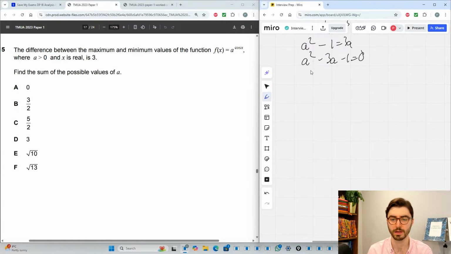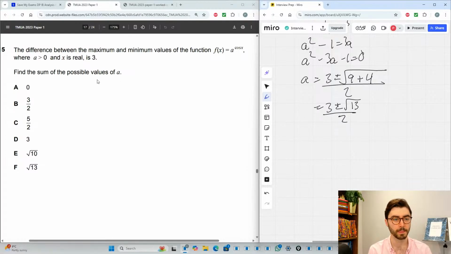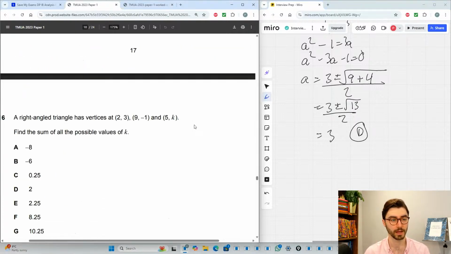From this point, I can just complete the square or solve the quadratic. Minus b plus or minus square root b squared minus 4ac, because that's minus 1, I flip the sign, all over 2, so that would be 3 plus or minus root 13 over 2. The sum of the possible values, therefore, the root 13 over 2's would cancel, and it would be 3 over 2 plus 3 over 2, which is 3, which is D. Okay.